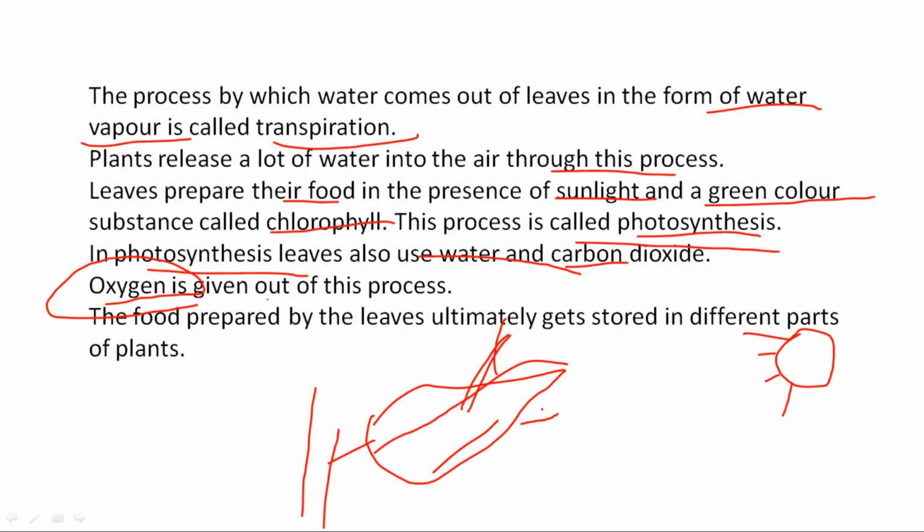That's why plants are necessary for us, because we need so much oxygen. We need oxygen and food also. So, the plant is preparing food and producing oxygen that is very much needed by us. The food prepared by the leaves ultimately gets stored in different parts of the plant, either leaf or root or stem or fruits. Okay, or flowers also. So we are eating those things.